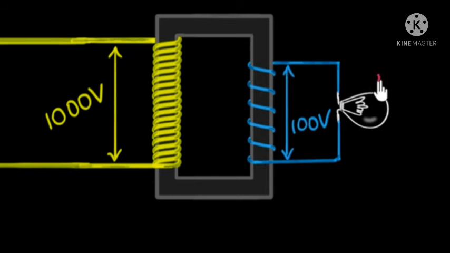To keep things simple, let's say the resistance over here was 100 ohms. Then from Ohm's law, the current would be 100 divided by 100. That's going to be 1 ampere. So there'll be a 1 amp current flowing. It's an alternating current flowing over here.